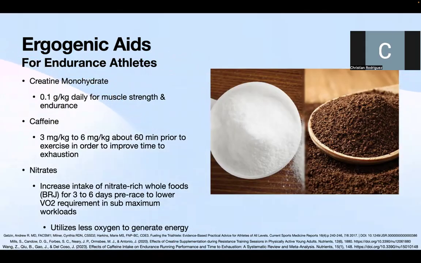Nitrates, jury tends to be out on that. However, there have been specific studies here and there that have shown some beneficial use. So being that the athlete is going to be carb loading for the most part prior to the race, nitrate rich whole foods also tend to be carb based. So it wouldn't be a bad idea to increase intake of those nitrate rich whole foods 3 to 6 days pre-race. And this will be to help lower the VO2 requirement in sub-maximum workloads, which essentially just means utilizing less oxygen to generate that energy in that endurance bout.